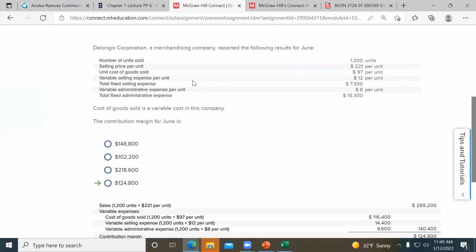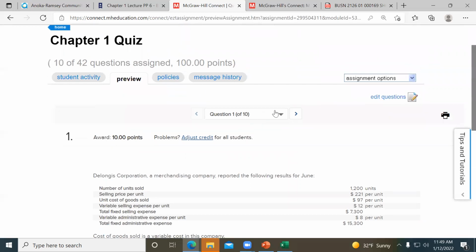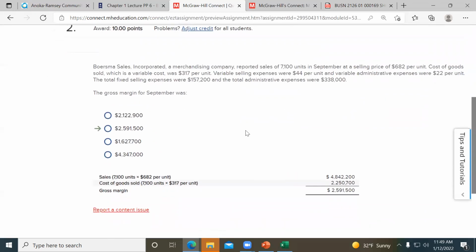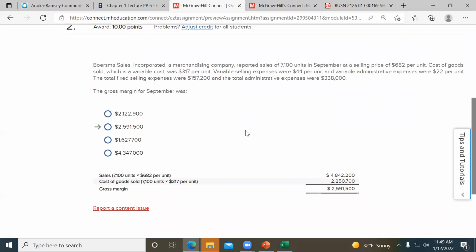Here are the examples. So chances are you're going to see 25% of these. DeLongis is a merchandising company. What is the contribution margin? You guys know how to figure that out. Sales minus variable expenses, right? Next. What's the gross margin? Remember what gross margin is? Sales minus cost of goods sold.